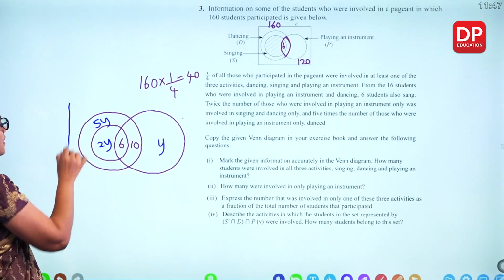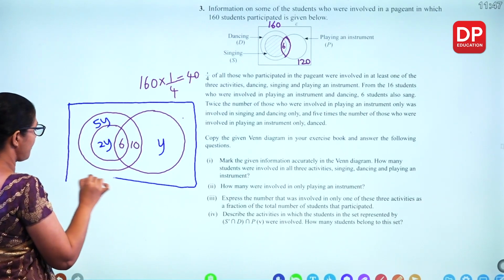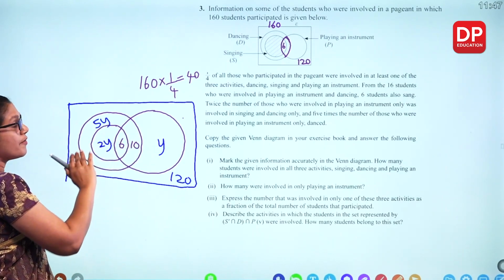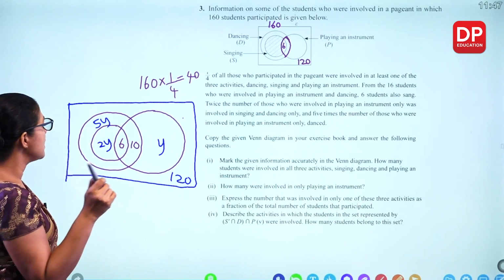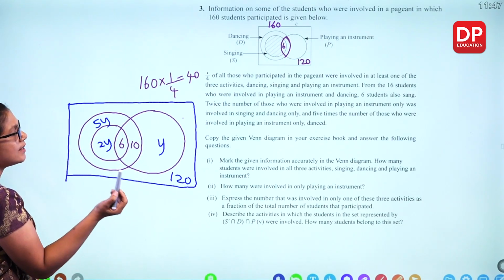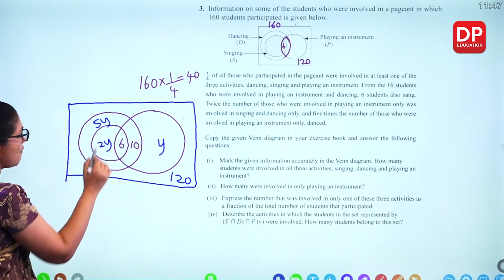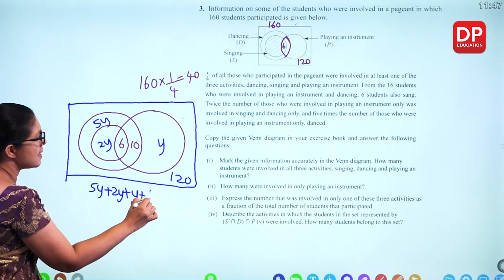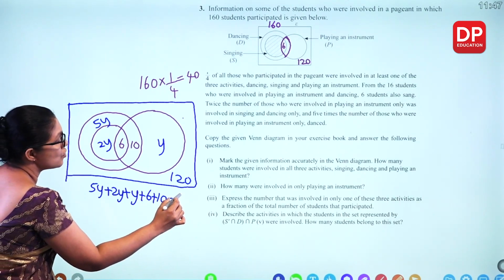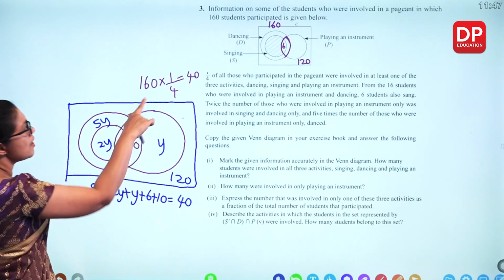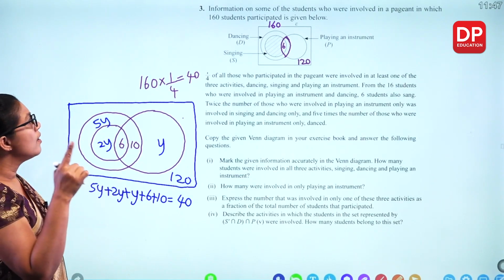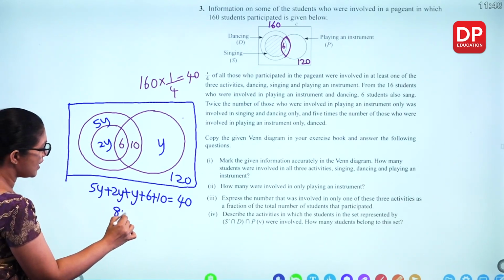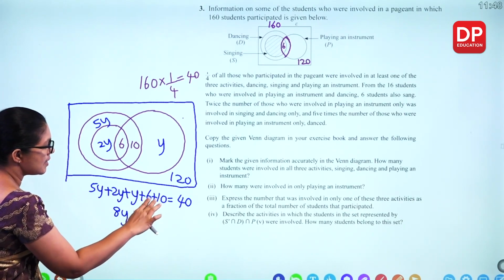We know that this is 120. All these regions equal to 40. So we'll add all together. That should be equal to 40. 5y plus 2y plus y plus 6 plus 10. That should be equal to 40 because it is 1/4 of the whole thing. 5, 2, 7, 8y equals 16 there.